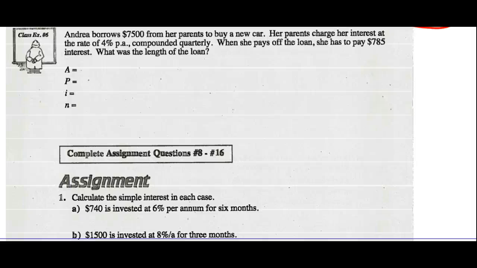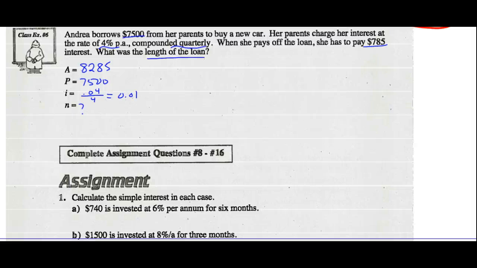So now the amount is $7,500 plus $785, so it's $8,285, right? She borrows that and she paid that much in interest, so the amount is the sum of those two values. The principal is $7,500. The annual interest rate is 4%, 4% compounded quarterly. So we take 0.04 and divide that by 4. That's our I value, 0.01. And N, we're not sure what the value of N is, and that's what we're asked to find. What's the length of our loan?